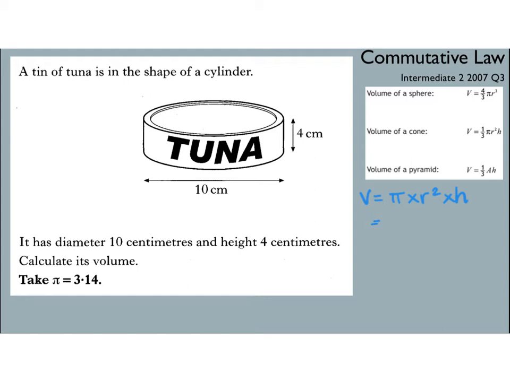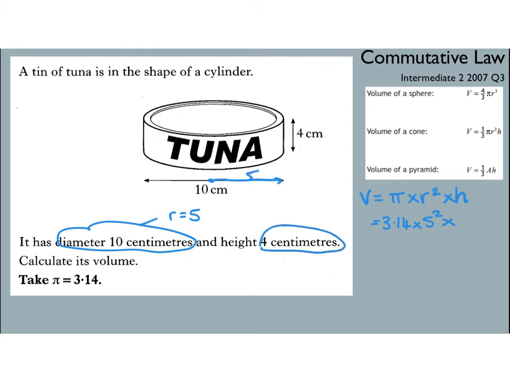So what do we have to do? 3.14, what's the radius? Well, the diameter is 10. The radius will be half that, because the radius is just from the centre to the edge, so that'll be 5. 5 squared times the height, which is 4. 3.14, again, use BODMAS. You've got to work out your 5 squared first.